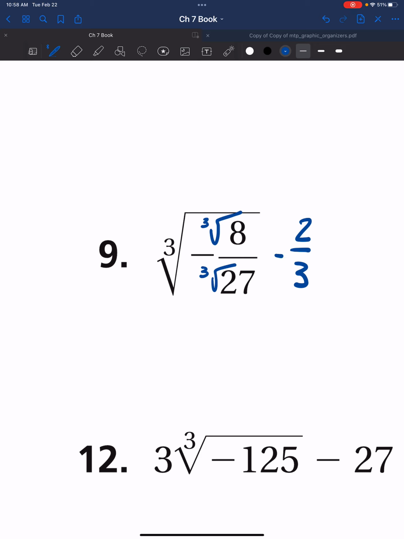Negative 2/3. Negative 2/3, yep. We divide that by 2, and that's those factor trees that we made. Do you remember those? Yeah. The factor trees can help you.